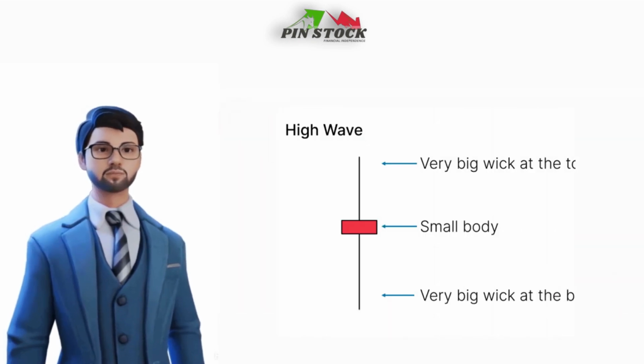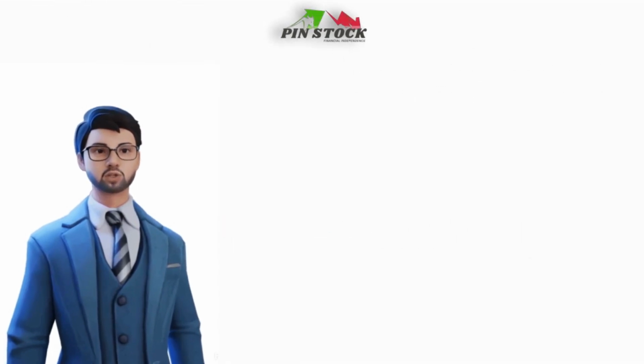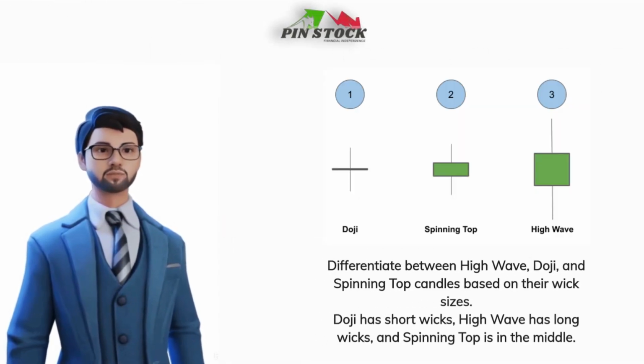Finally, let's talk about the high wave. This pattern looks like a small real body with long upper and lower shadows. It's a visible depiction of market indecision. Think of it as a battlefield where bulls and bears are locked in combat, but no clear winner emerges. When you see a high wave, it's a signal to exercise caution as the market is undecided.